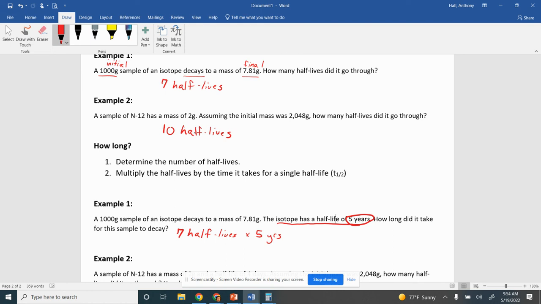So we've got 7 half-lives. Every half-life takes 5 years. Well, what's 7 times 5? 35. Good. So 35 years is how long this took to do that. So that means that sample has been sitting there for 35 years. Every 5 years, it was cutting in half.